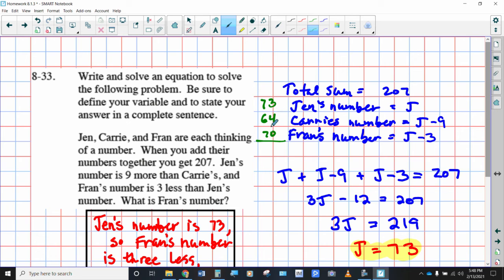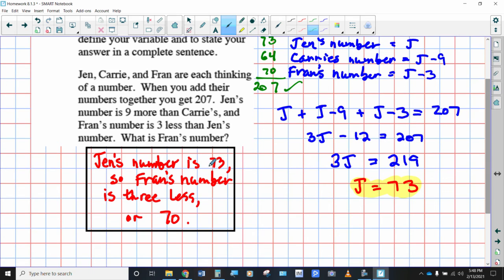So why am I adding all these together? Because I have to decide. Remember, with the guess and check table, the decide was worked into the process. But when you solve algebraically, you've got to make sure that all of these numbers agree with our definitions and with the total, which is 207. So 73 and 64 make 137. 137 and 70 make 207. That is correct. So we can declare our answer. Jen's number is 73. Oh, we weren't declaring Jen's number. We're declaring Fran's number. Fran's number is 3 less than that, so that would be 70.